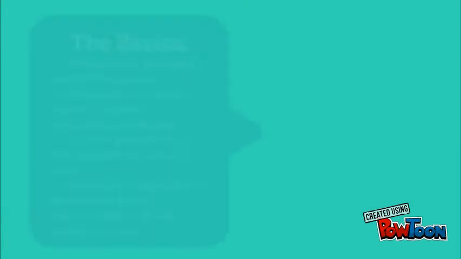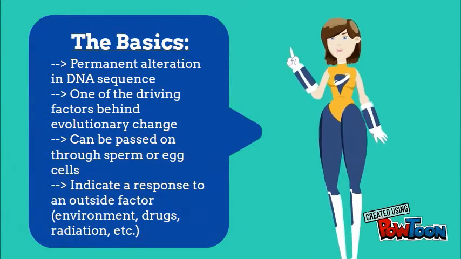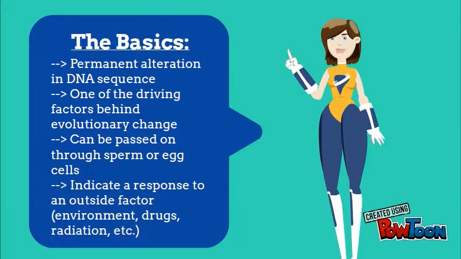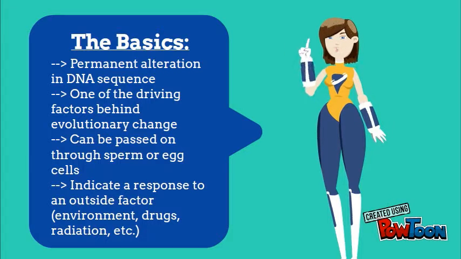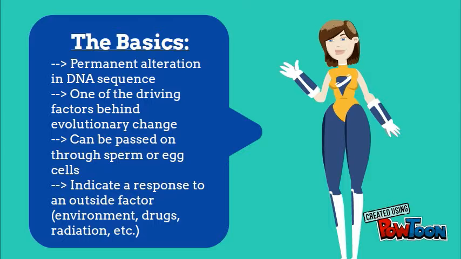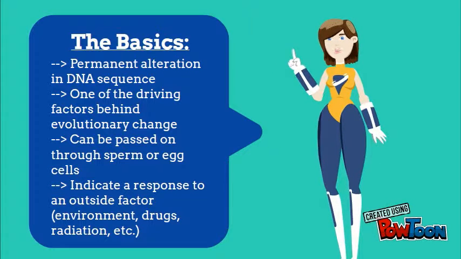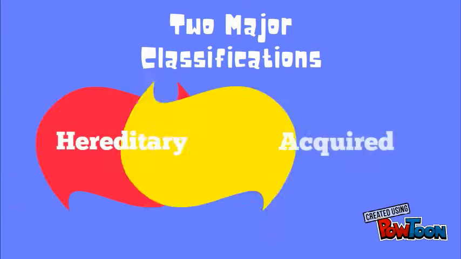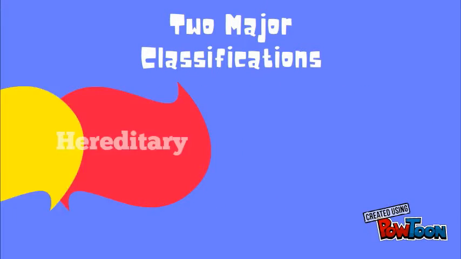A mutation is a permanent alteration in the DNA sequence that makes up a gene, and it's one of the driving forces behind evolutionary change. Mutations can be passed on through sperm and egg cells, and they can also act as a response to an outside factor. Mutations can be broken up into two major classifications: hereditary mutations and acquired mutations.